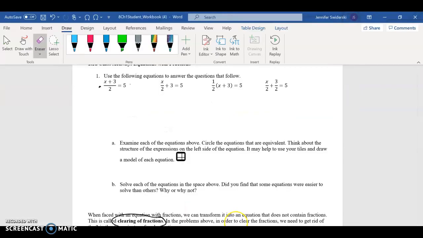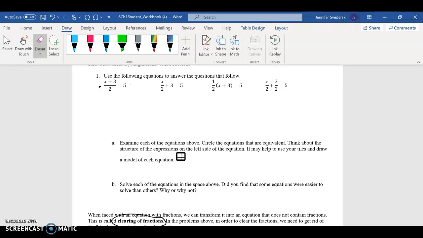All right, guys, 1.1D is on clearing fractions. So looking at the top of 1.1D, it says (x + 3)/2 = 5. In order to solve equations up to this point in 1.1A, 1.1B, 1.1C, we've been working on combining like terms and solving two-step equations. We talked about undoing PEMDAS in order to find the value of a variable.